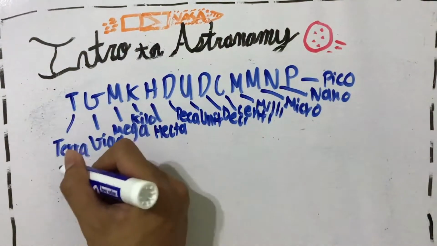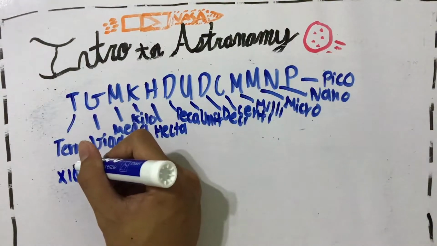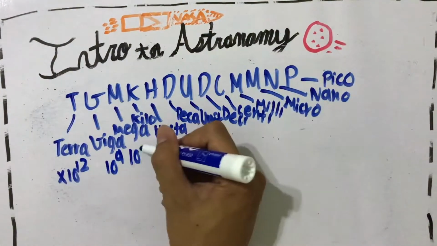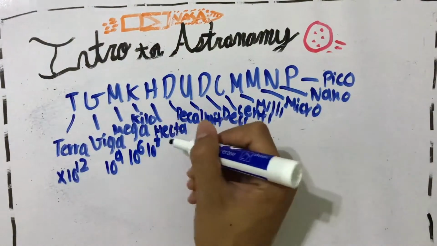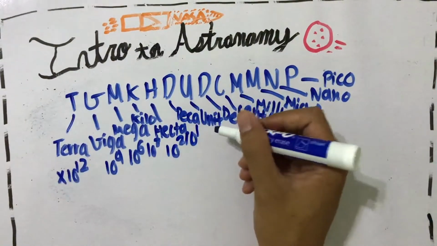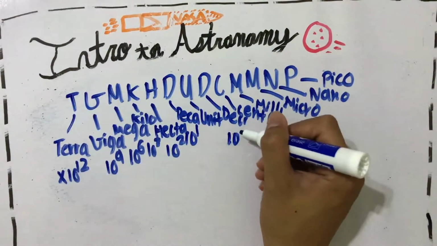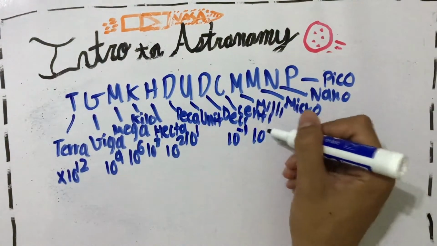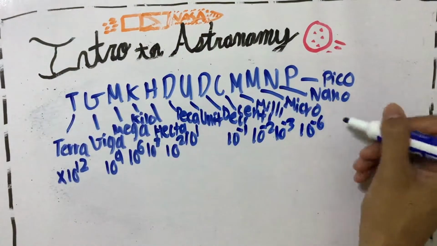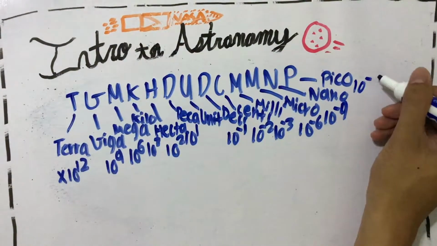From the left, we have tera, which is times 10 to the 12th. This is 10 to the 9th, 10 to the 6th, 10 to the 3rd, 10 to the 2nd, 10 to the 1st. And this is just your normal number, 10 to the 0. Then 10 to the negative 1st, 10 to the negative 2nd, 10 to the negative 3rd, 10 to the negative 6th, 10 to the negative 9th, and 10 to the negative 12th.